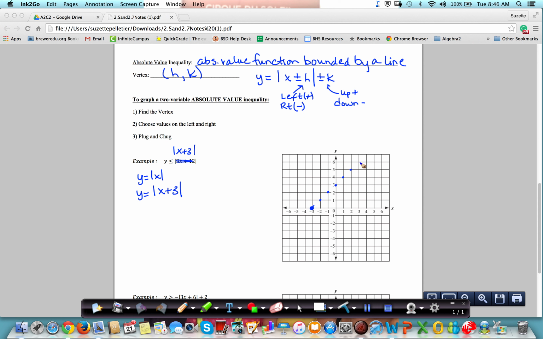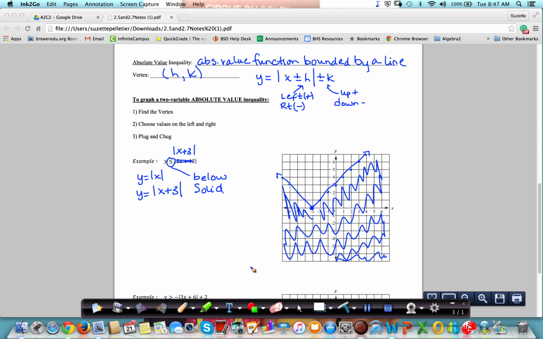So I have the direction, right? But I haven't decided if it's dashed or solid yet. This is where I will put my function. Now I need to decide based on this symbol. Less than or equal to means below. So I'm going to shade everything below the function, and equals means that it's going to be a solid line. So it is okay to draw this in as a solid line. That means everything on the line, and it was less than, so everything below in this region. I will shade in this entire region down here. Okay? Let's try the next one.